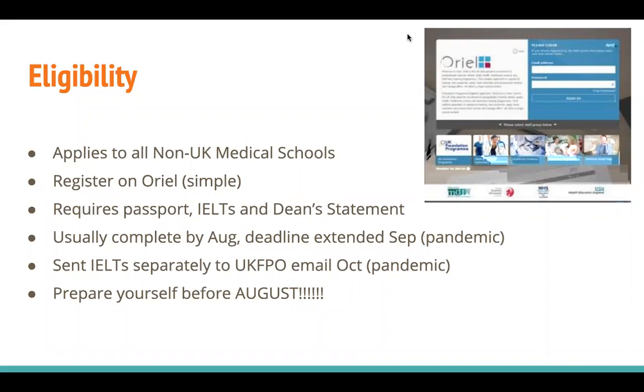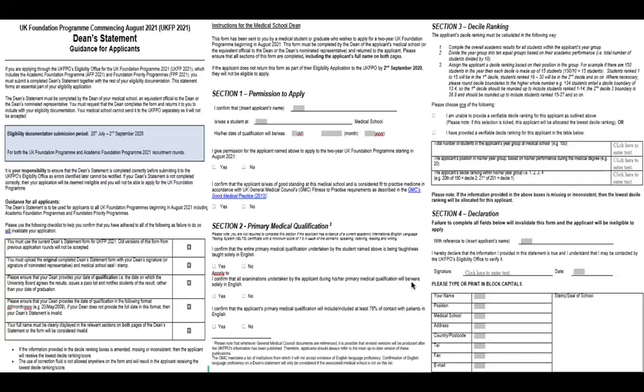So it might not apply for next year. I really implore you to make sure you have everything done before August, because they might not extend everything. So could you go to the next slide, please?